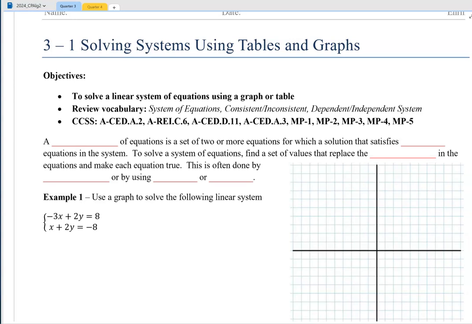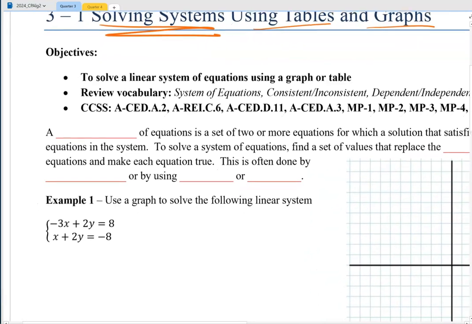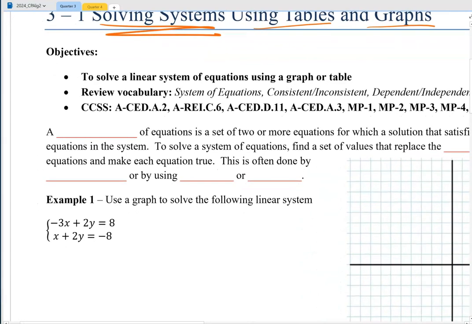Okay, in this video we're moving on to Chapter 3, in which we will be solving systems of linear equations. Today we're going to be using tables and graphs to do so. As far as vocabulary goes: systems of equations, inconsistent and consistent, dependent and independent systems. These are all terms that we're going to be using today in this video. Our goal is to solve a linear system of equations using a graph or a table.